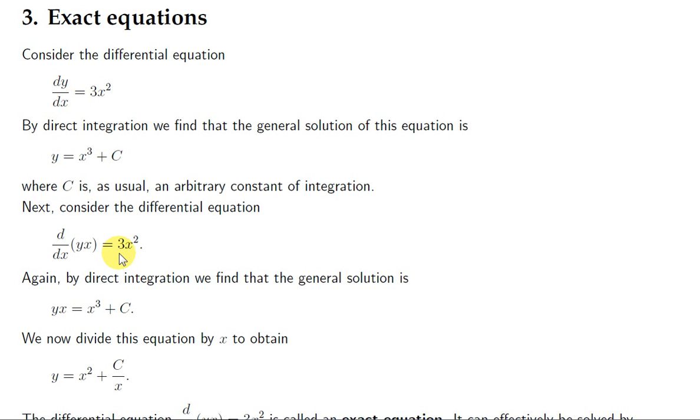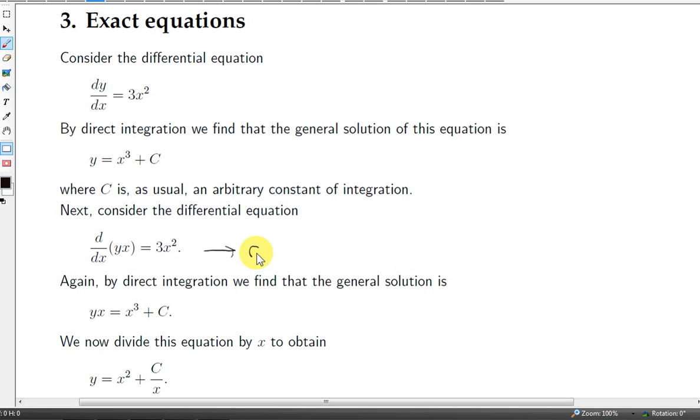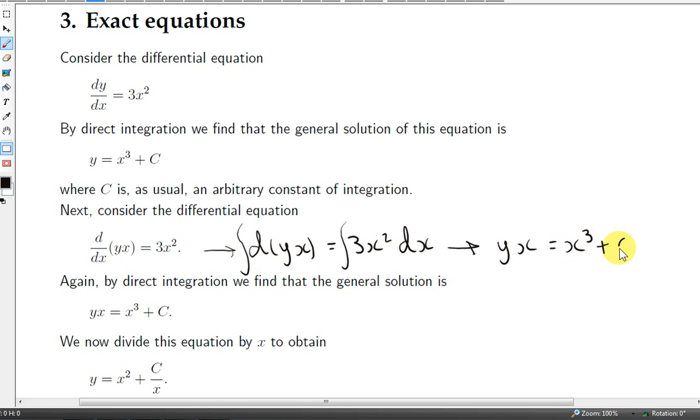Now let's look at this differential equation here. The derivative of y times x with respect to x is 3x squared. Well, we could multiply both sides of this by dx to get d(yx) equals 3x squared times dx, and then integrate both sides. If we integrate d of something, we just get whatever that something is, y times x. And if we integrate 3x squared, we get x cubed. And I'll just write the arbitrary constant on the right hand side, call it c.